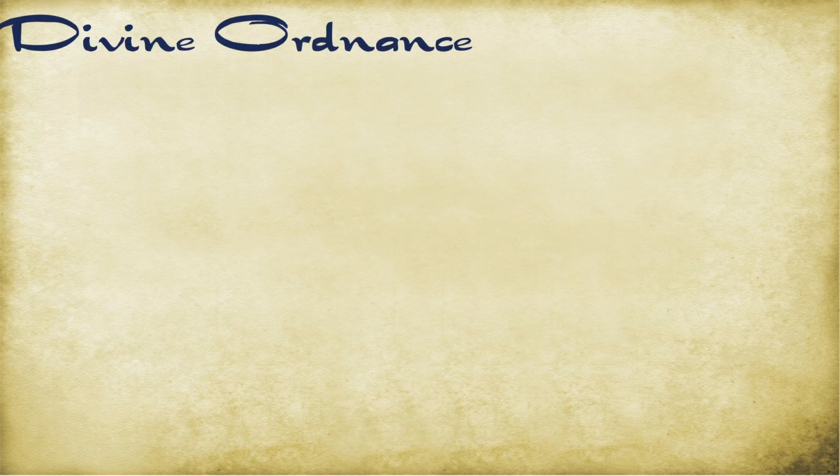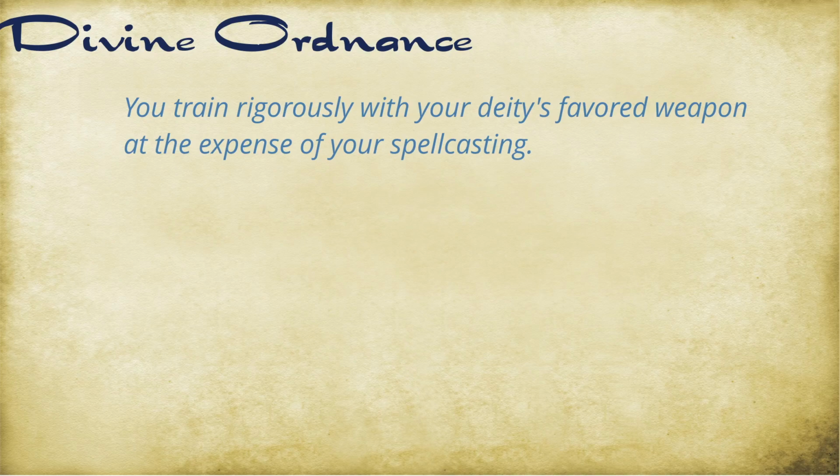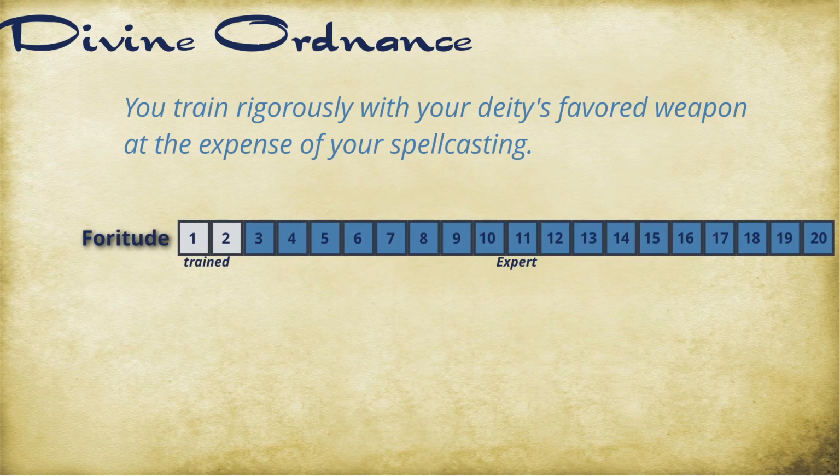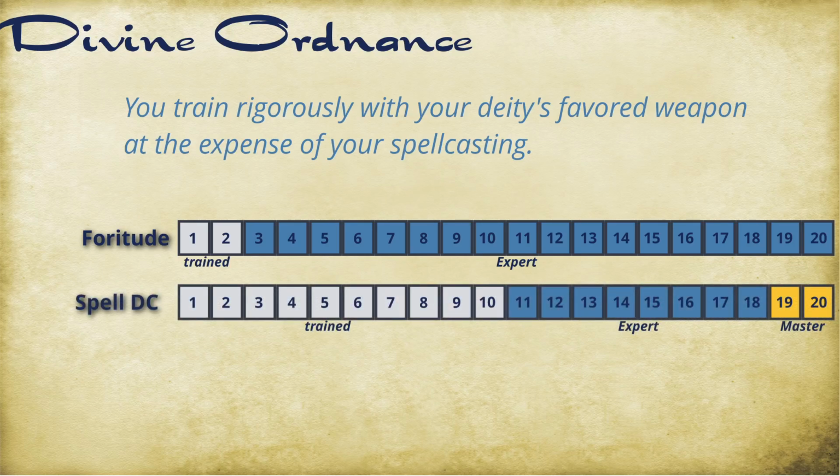We will call it the Divine Ordinance. We will give it the flavor sentence, you train rigorously with your deity's favored weapon at the expense of your spellcasting. Now, Fortitude, we're going to dump that one. And then Spell DC, we're going to dump that one too.